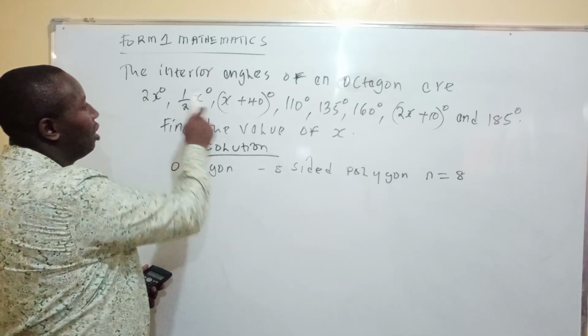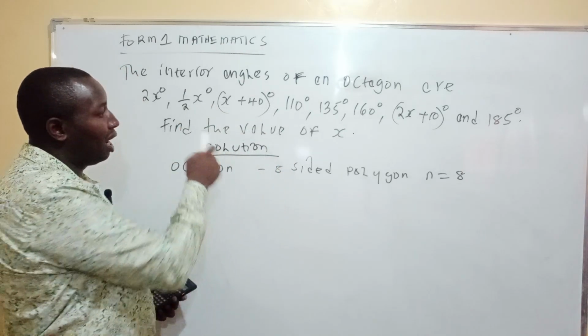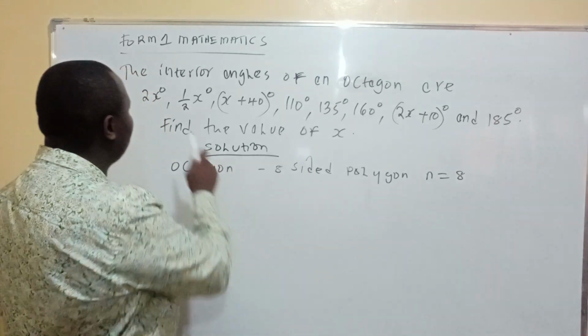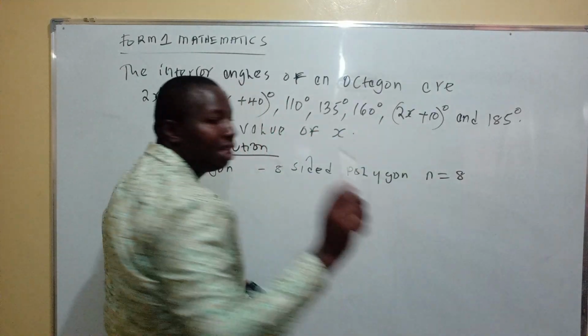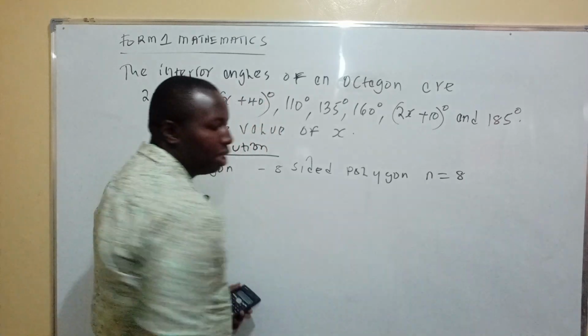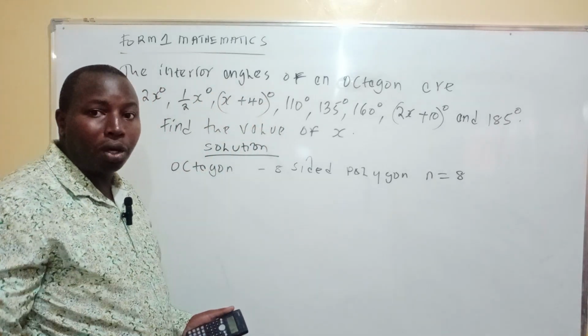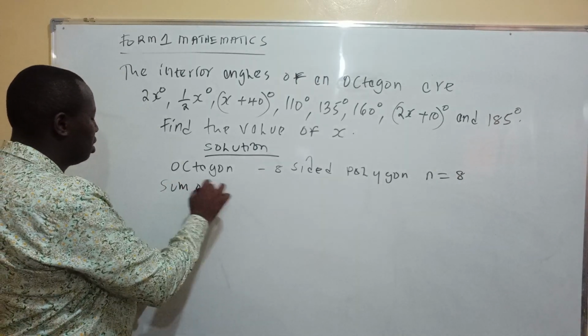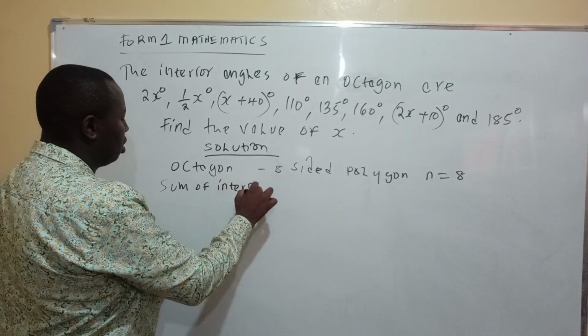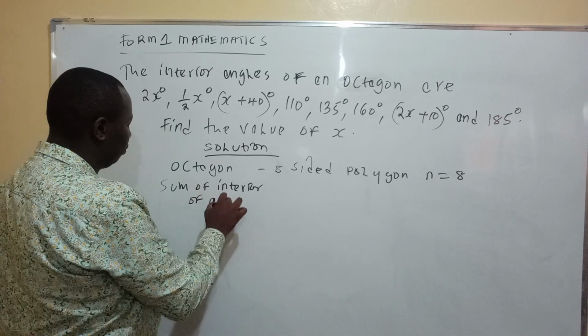Then the next step, you need to know the formula for finding the sum of the interior angles, because these are all interior angles. Are they 8? Count: 1, 2, 3, 4, 5, 6, 7, 8. They are 8. Therefore, the number of sides is 8. An 8-sided polygon is called an octagon. So, the sum of interior angles.